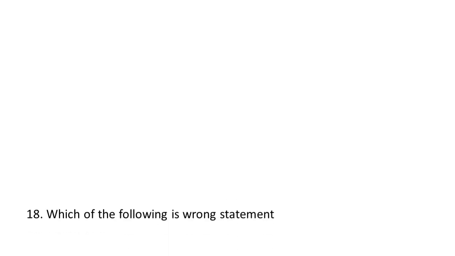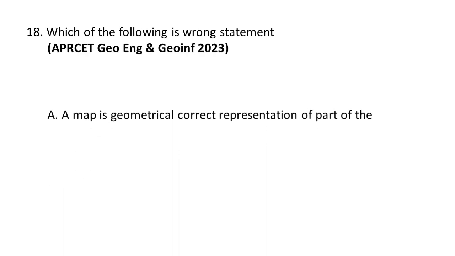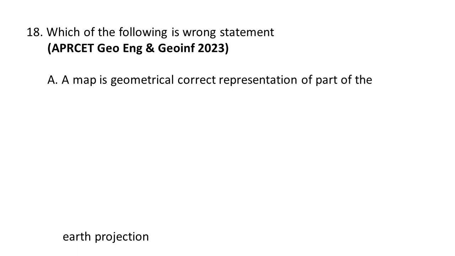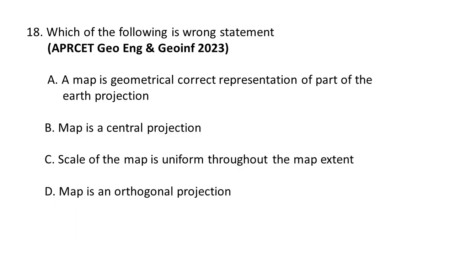Next question. Which of the following is the wrong statement? A, a map is a geometrically correct representation of part of the earth projection. B, map is a central projection. C, scale of the map is uniform throughout the map extent. And D, map is an orthogonal projection.